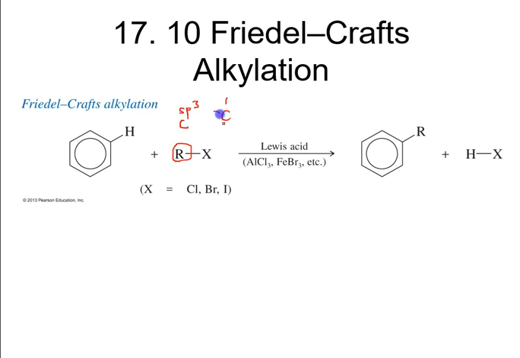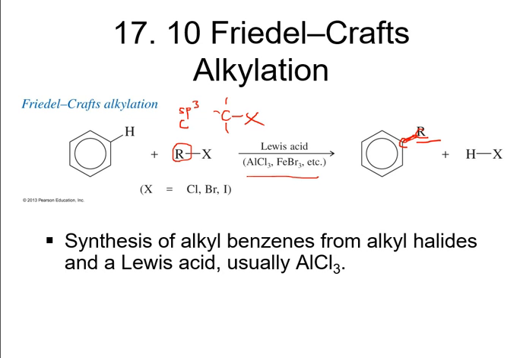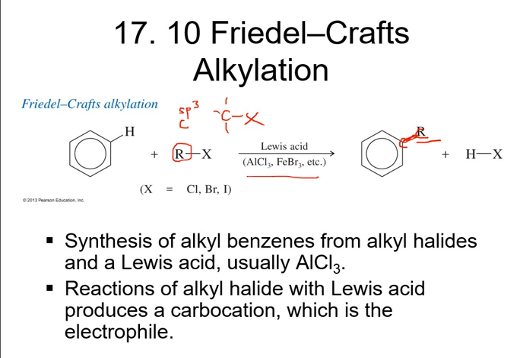So it's got to be a carbon with an X on it. You got to add some sort of Lewis acid. We're going to talk about different Lewis acids, either aluminum or the iron, and you can put a carbon group on your aromatic ring. So you're making a carbon-carbon bond. Here's a carbon and whatever carbon you have on your R group. So you can make toluene, you can make ethylbenzene, isopropylbenzene, tert-butylbenzene, whatever you want. Okay, so it's a synthesis of alkyl benzenes using Lewis acid.